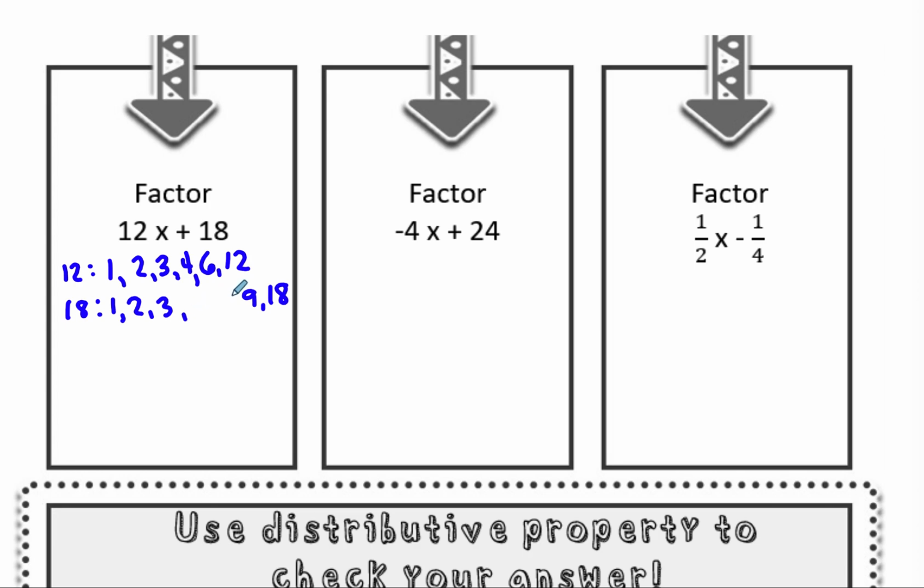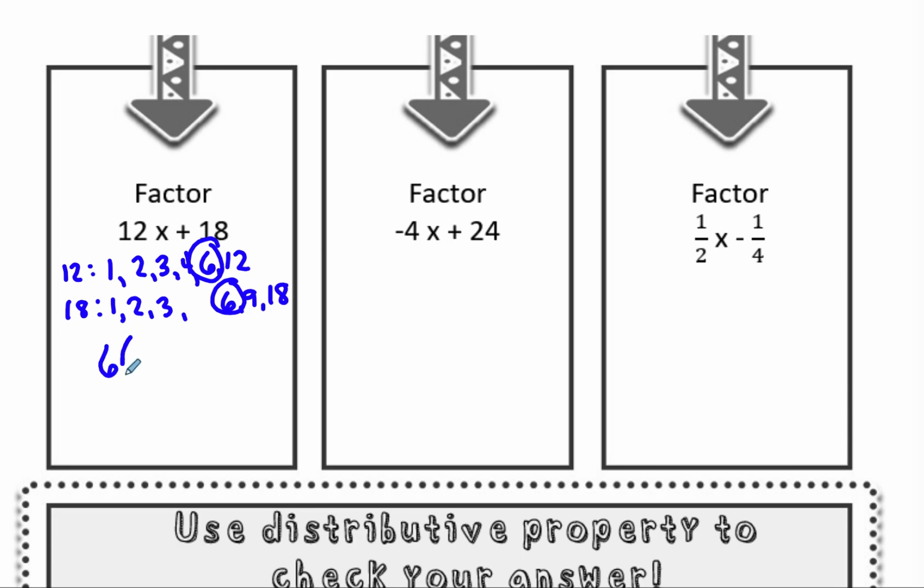3 times 6. See, 4 doesn't go into 18 evenly. 5 doesn't go into 18 evenly. And then 6. Okay, so we've got all the factors. Now we're looking for the greatest common factor, the largest one in both lists, and that would be 6. That's the number that goes in front of the parentheses.